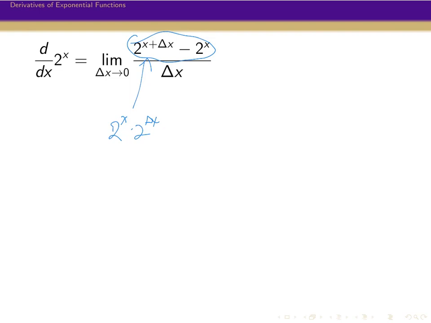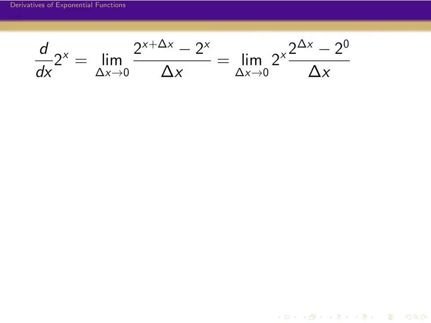And then minus 2 to the x, we can think about that as being 2 to the x times 1, which is the same thing as 2 to the 0. I'm going to leave it as 2 to the 0 for how we'll see in a minute. So both of these terms, we can pull out this 2 to the x. And if we do that, we get something that looks like this.